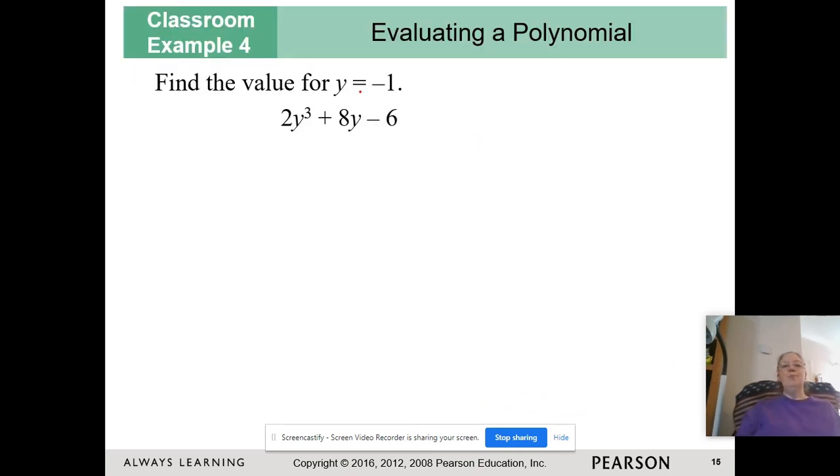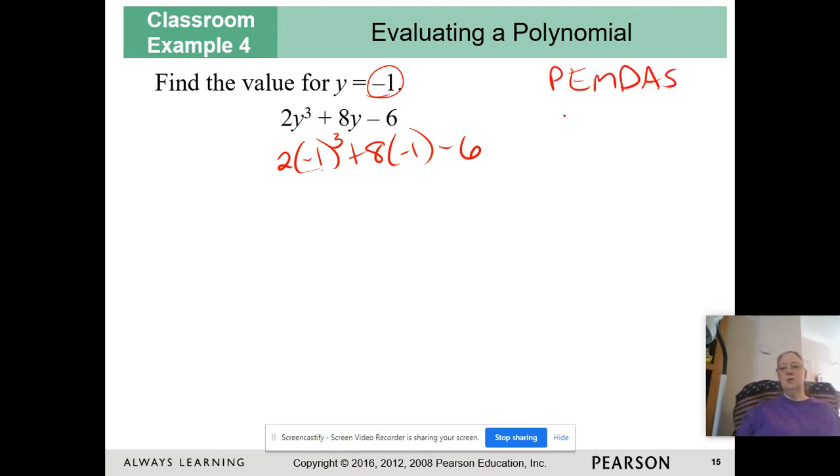Evaluate. When we say evaluate, what we mean is we take the number that they give us and plug it in and then simplify. So we have 2, and I'm going to always plug in with parentheses. -1 to the third power, 8 times -1 minus 6. We have to simplify it down to one single number. Remember we do exponents first, right? PEMDAS. Parentheses, there are no grouping parentheses. Then we do exponents. So -1 times -1 times -1 is -1.